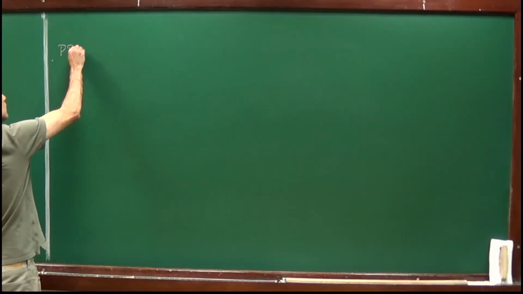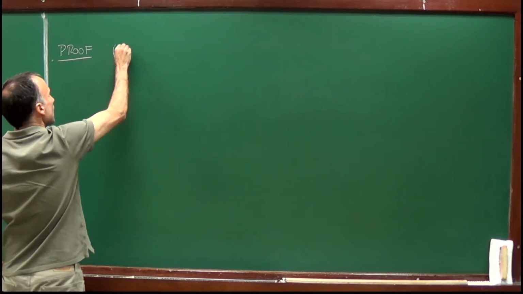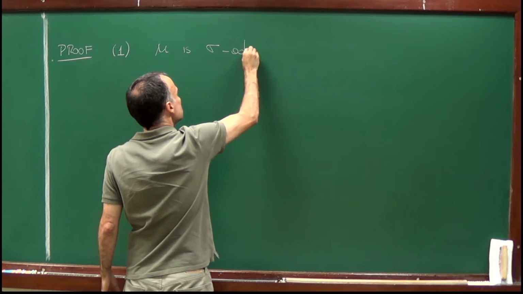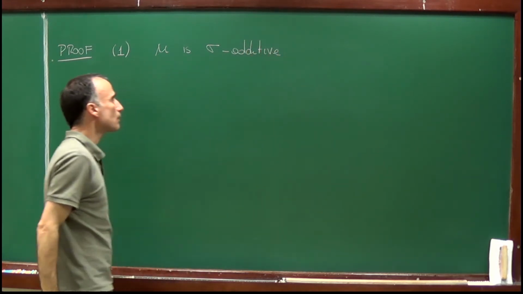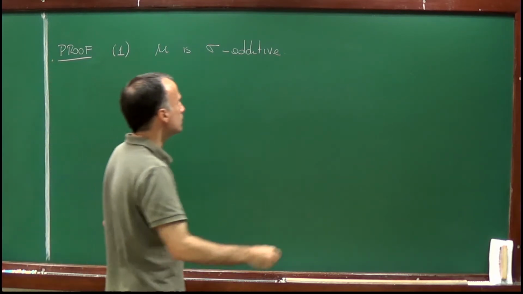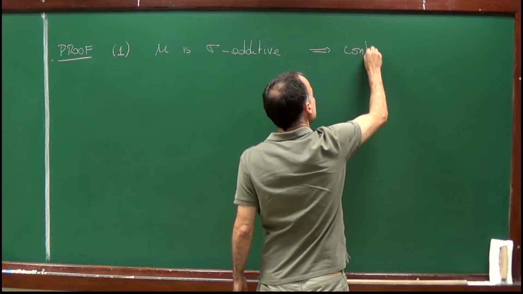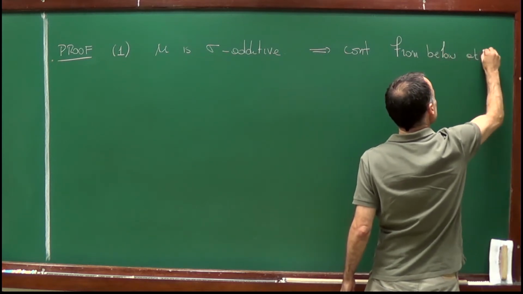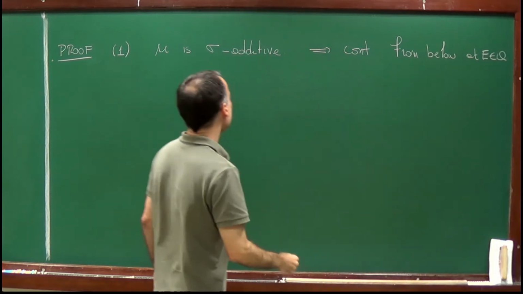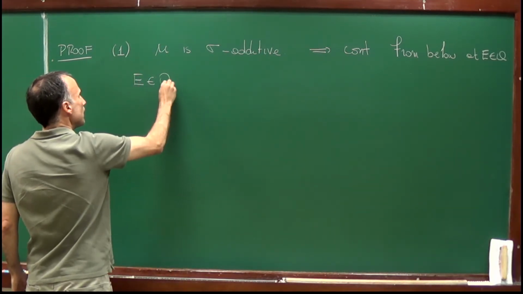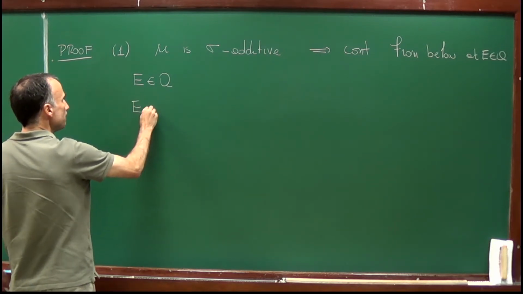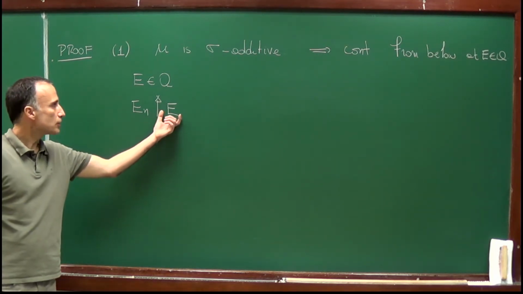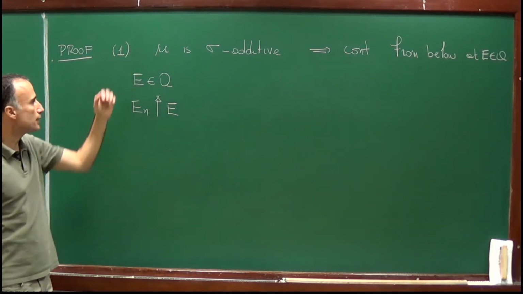So, proof. I will start assuming that mu is sigma additive. And I want to show that it's continuous from below at some set E in A. Right? So I have E in A, and I consider now a sequence En converging to E, and I want to show that mu of En converges to mu of E, assuming that mu is sigma additive.